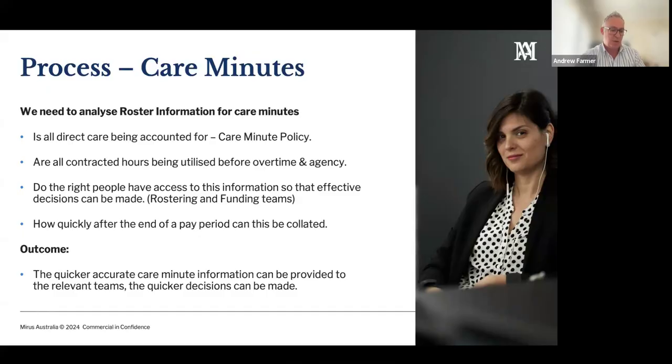I'm just going to hand over to my colleague Chris here, who's going to talk a little bit about the process that he ran with this particular client and what was important about understanding care minutes through the rosters.